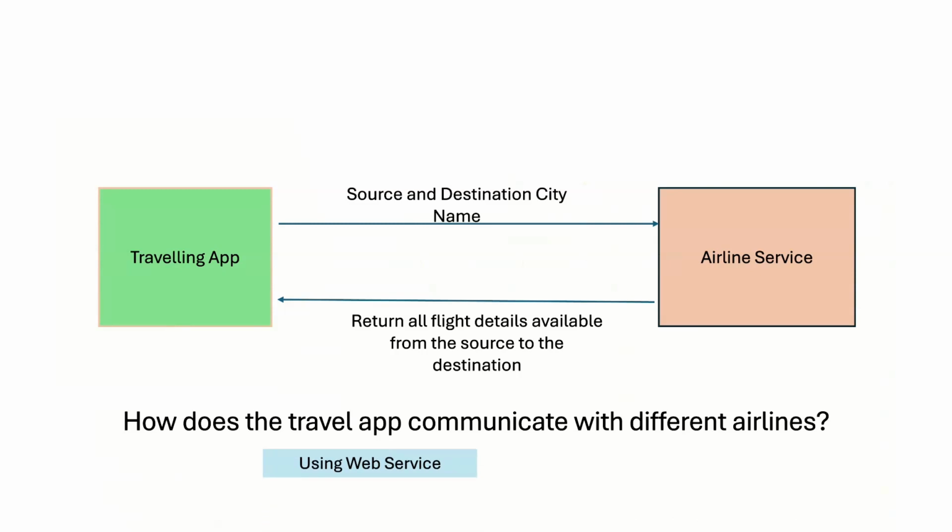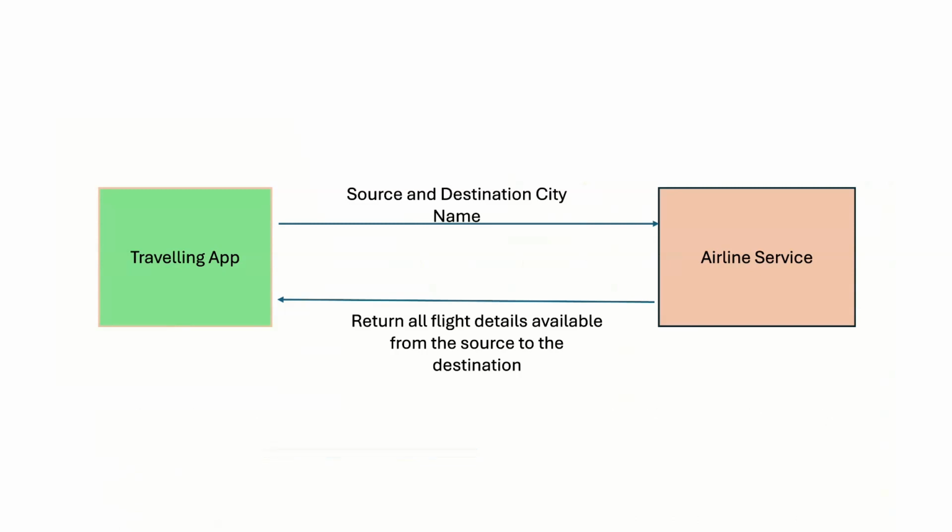This is where web services come into the picture. Airline services expose certain web service APIs, such as search flight details and book flight. The travel app makes an HTTP call to these web services. When this call reaches the airline service, the airline's code executes, fetches the flight details from its database, and returns the data. But wait, there's more.